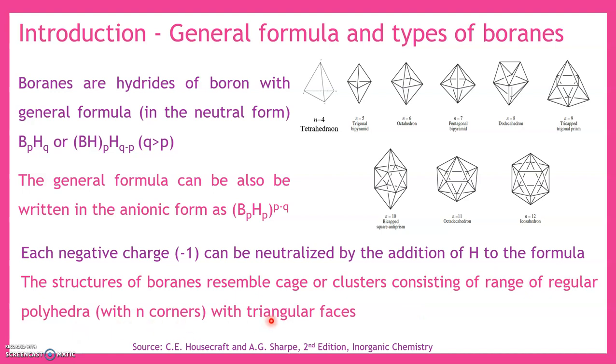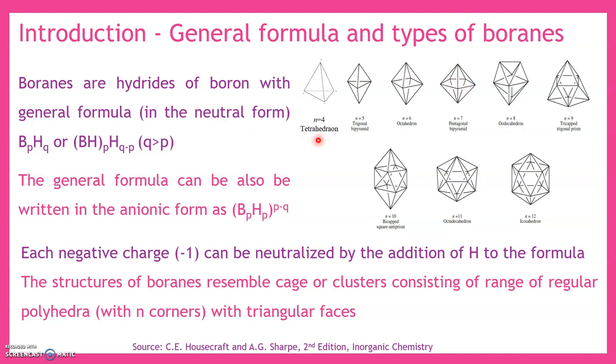The structure of boranes resembles a cage or cluster-like structure, a slightly complicated structure consisting of a range of regular polyhedra with n corners and with triangular faces. So here different types of three-dimensional polyhedra are given. Every polyhedron that is shown has triangular faces. Such polyhedra are called deltahedra.